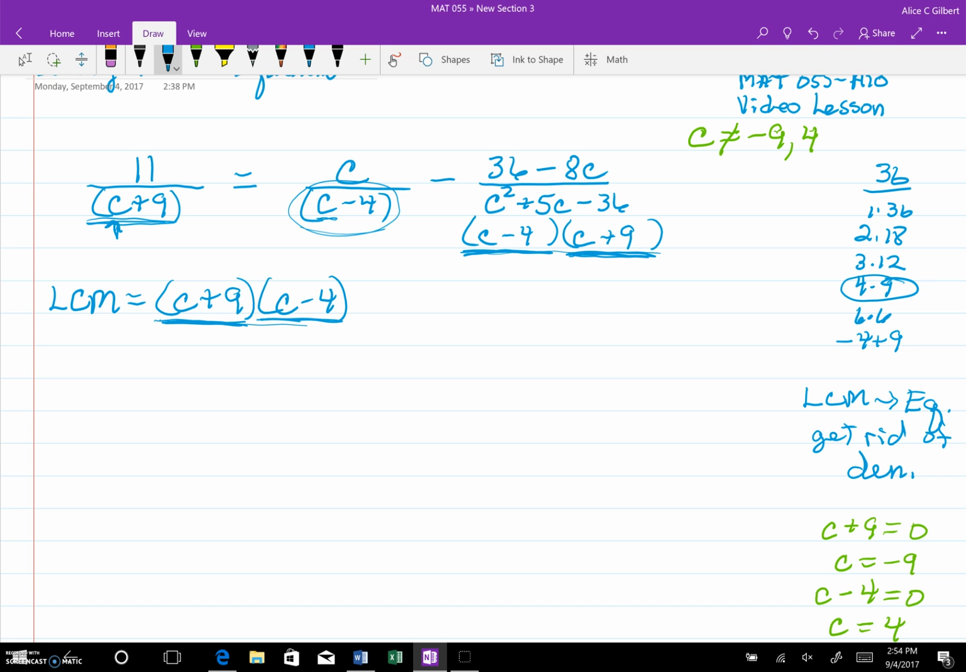How about over here? What if it ended up being positive 4? Positive 4 minus 4 equals, again, 0. And then I would end up with a 0 in the denominator, which I cannot have. So I have to know right off the bat what my letter cannot equal. Now I ignore that for right now, and let's go on.